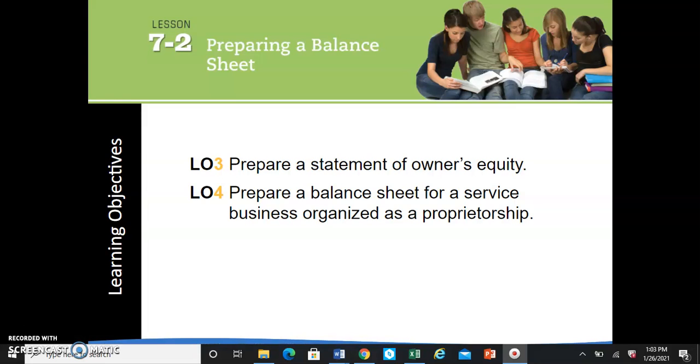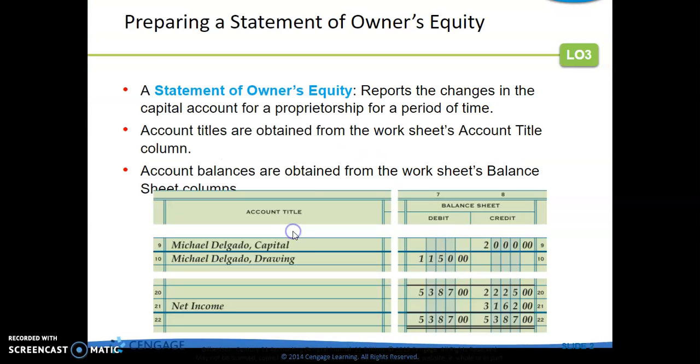Hi everyone. Today we're going to do lesson 7.2 on preparing a balance sheet. Our objectives for today are to prepare a statement of owner's equity, which we will then use to prepare a balance sheet for a service business organized as a proprietorship. Now, we're going to start off with the statement of owner's equity.